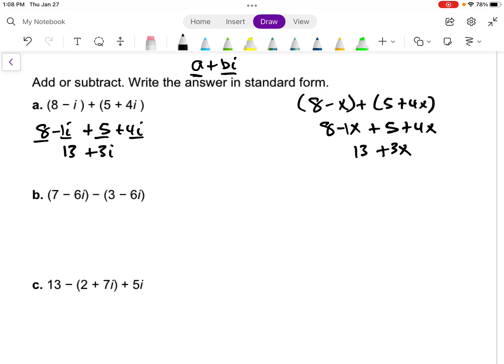This is pretty straightforward. The trickiest part is really with a minus. So just remember, if you look at b here, if I write it without the parentheses, I get 7 minus 6i, but that minus has to carry to both. So it becomes minus 3, and it becomes a plus 6i. So make sure the minus carries through the parentheses. Now combine like terms, I got 7 and a minus 3, 4. Got a minus 6i plus 6i, that's 0i. So really that's just 4.